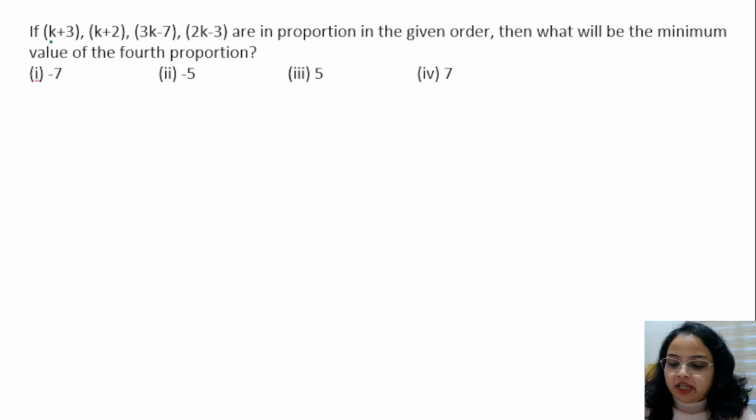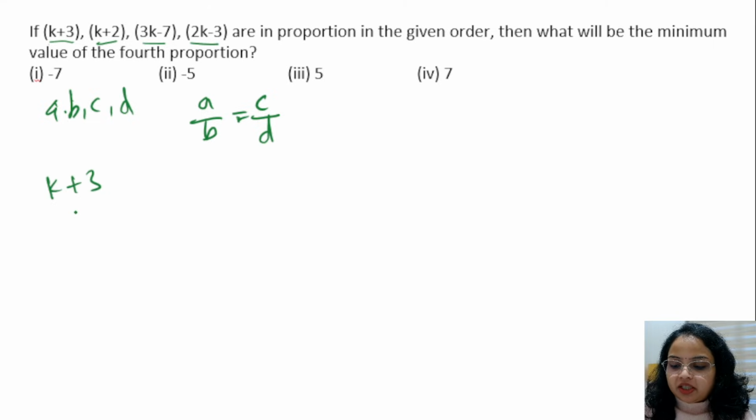Next one. If k plus 3, k plus 2, 3k minus 7 and 2k minus 3 are in proportion in the given order, then what will be the minimum value of the fourth proportion? See, if 4 numbers A, B, C and D are in proportion, then A by B is equal to C by D. So here 4 numbers are given, and we will apply this one.